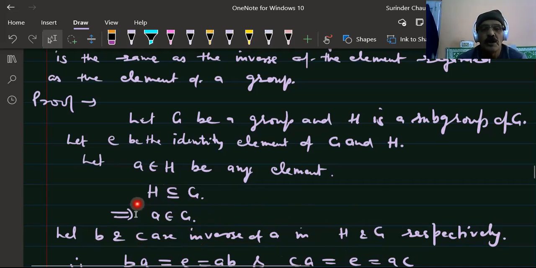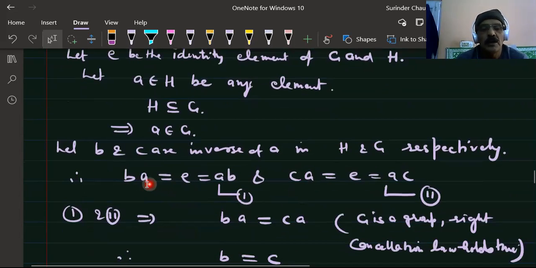If B is the inverse of A in H, H being a subgroup, therefore B into A is equal to E, which is equal to A into B. Similarly, C is the inverse of A in G. Therefore, C into A is equal to E is equal to A into C. Now, from this equation, B into A is equal to E is equal to C into A, or A into B is equal to E is equal to A into C. Now again, this implies either this or this. B A is equal to C A. Now A is common.